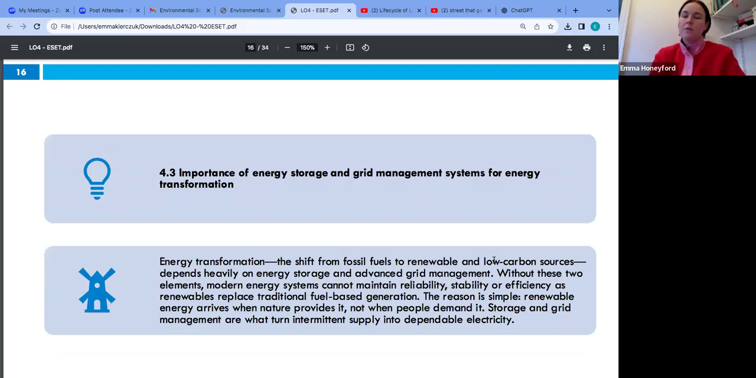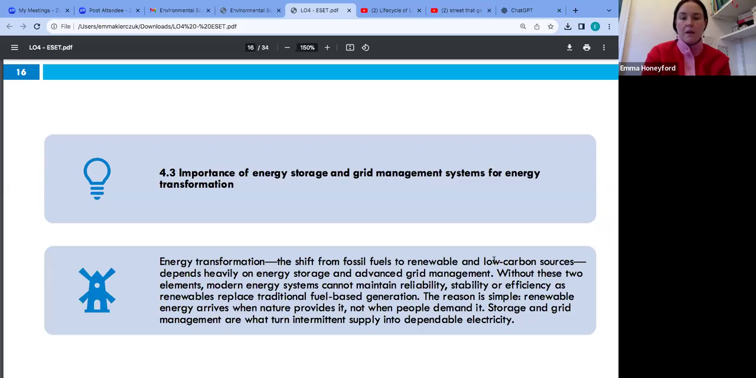Okay, so one really important point to understand to be able to complete this learning outcome is that we need to have firm in our head that energy storage and grid management systems are really important for the transformation for energy security. So when we look to meet the ambitious climate targets, it's zero carbon for 2050 for the UK, 2038 for Greater Manchester, just a heads up there.